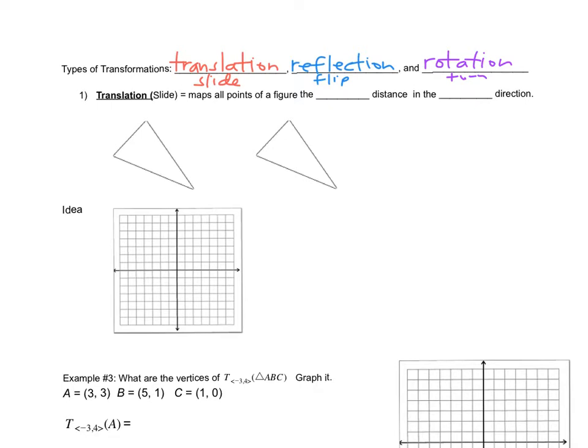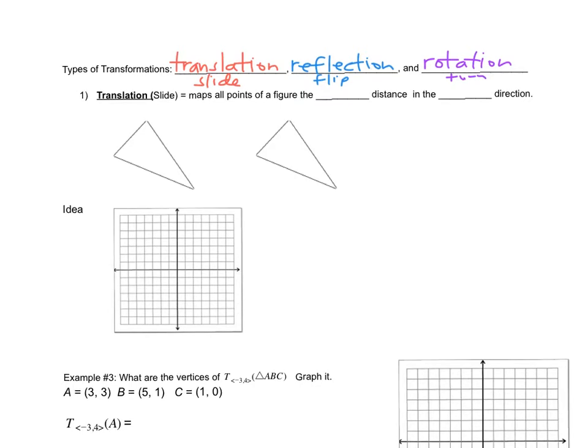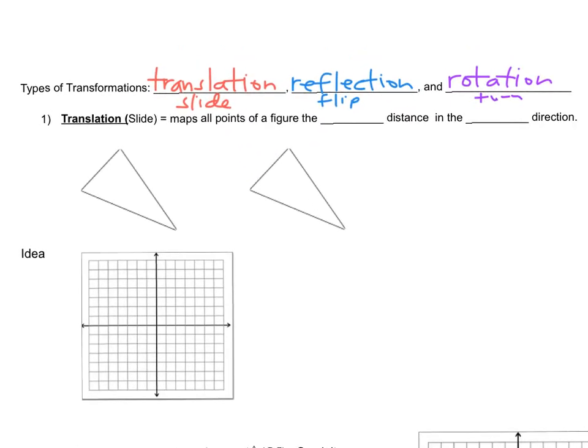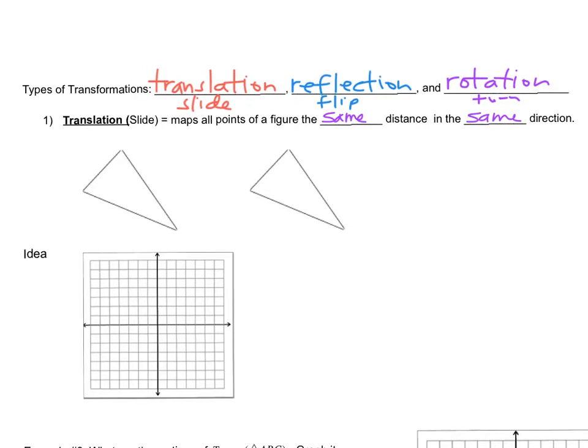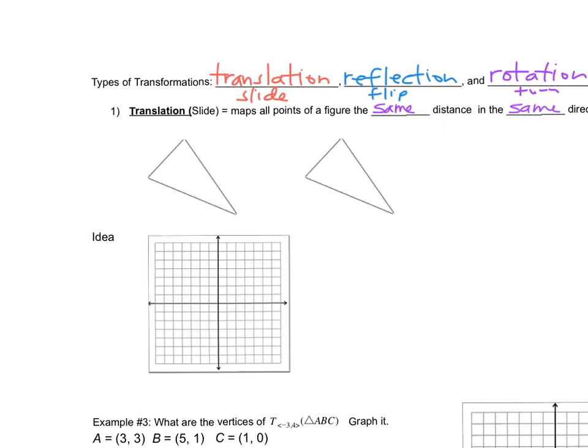Okay, so we're going to talk translation today. We're going to talk about the slide, where we go with a translation. So the definition here is a translation maps all the points of a figure the same distance and the same direction. So if we look at these 2 triangles, let's call this triangle ABC. And this other one then is going to be A prime, B prime, C prime.